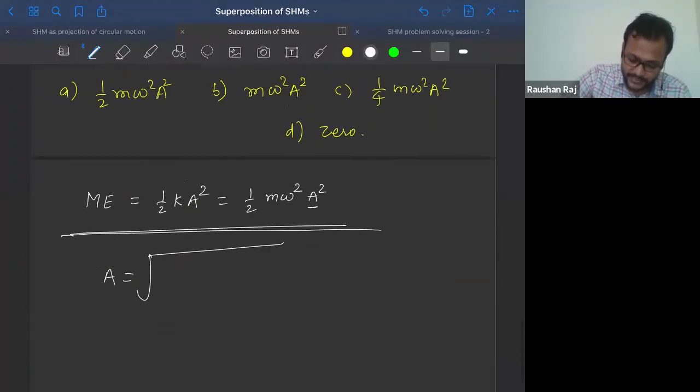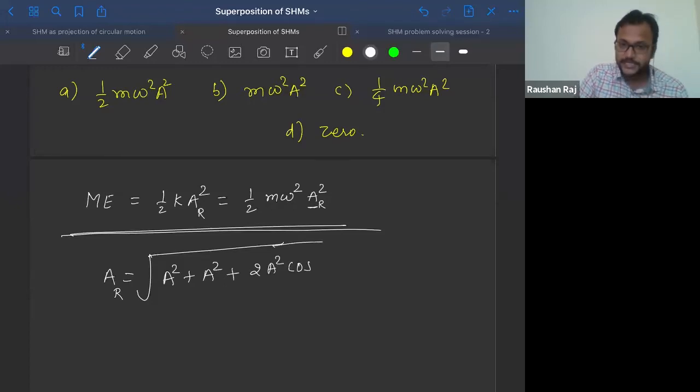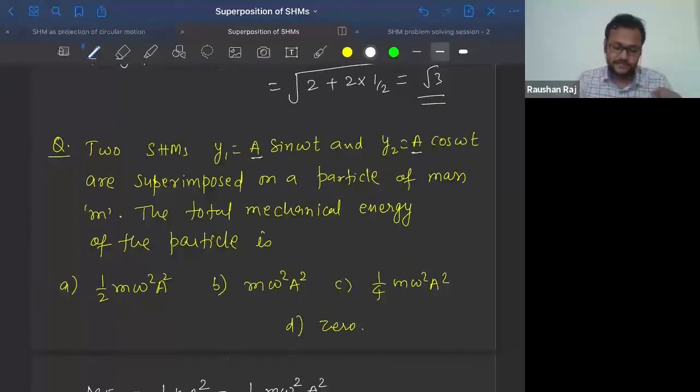So let me write this as A resultant, AR, to avoid confusion. So A square plus A square plus 2 into A square into cos of, what is the angle between them, or the phase difference? Now, some of you will say, sir, phase difference is 0. How many of you say phase difference is 0? Guys, click yes if you consider phase difference as 0. Click no if you say phase difference is not 0.